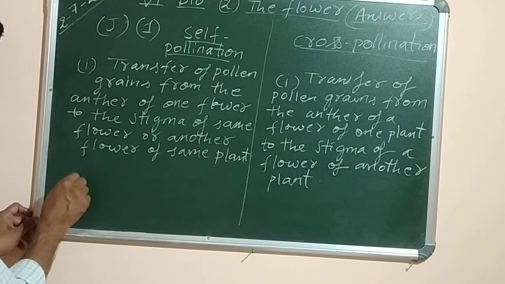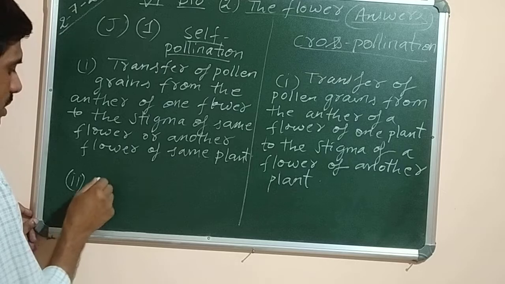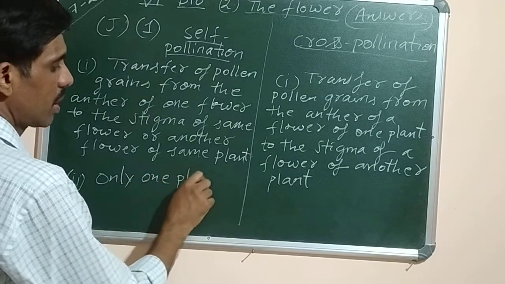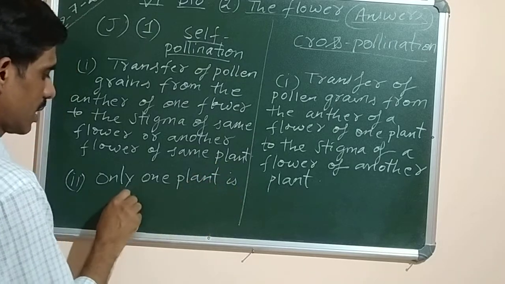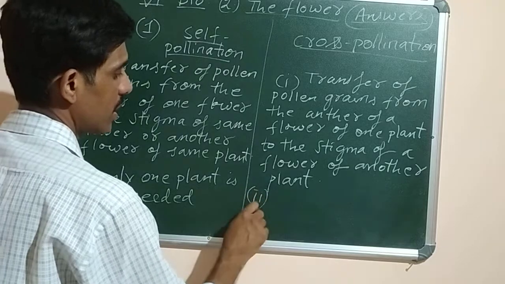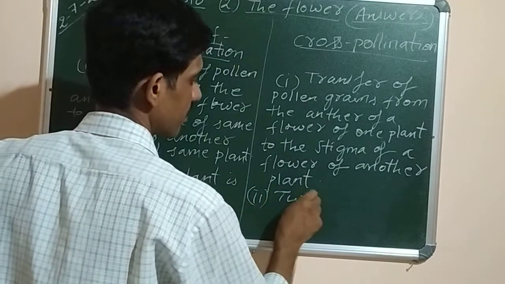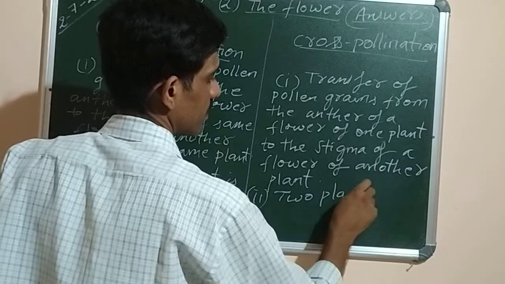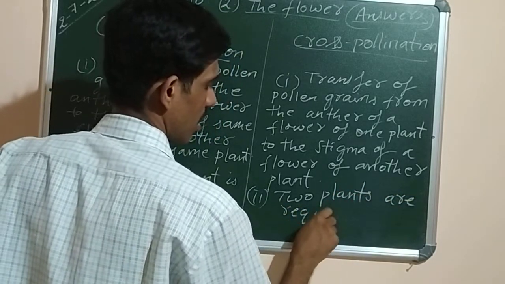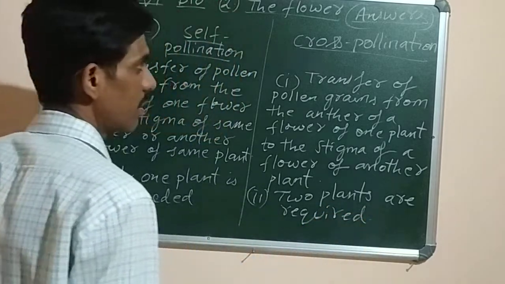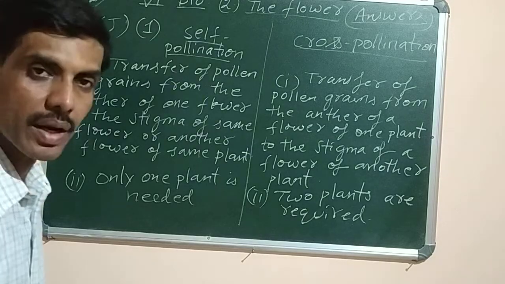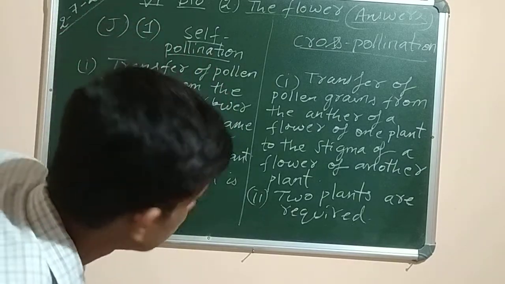Now second difference I am writing here. In self-pollination, only one plant is required. Only one plant is needed. Here you can write under cross-pollination, two plants are required or needed to carry out the process of cross-pollination. Okay. Then next we will do animal pollinated flower and water pollinated flower.